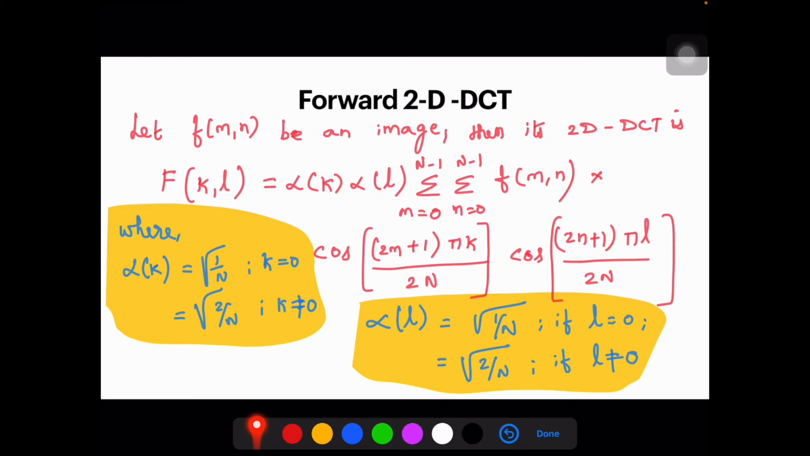So multiplying these two coefficients and then summing with summation m equal to 0 to N minus 1 and n equal to 0 to N minus 1, two summations since it's two-dimensional, f(m,n) multiplied by its cosine kernel. Here the kernel is the cosine: cos of (2m plus 1) pi k by 2N. Similarly, the other cos term is (2n plus 1) pi l by 2N. So as defined earlier, the coefficients are multiplied by the image and then multiplied with the kernel. The kernel is nothing but cos theta here.